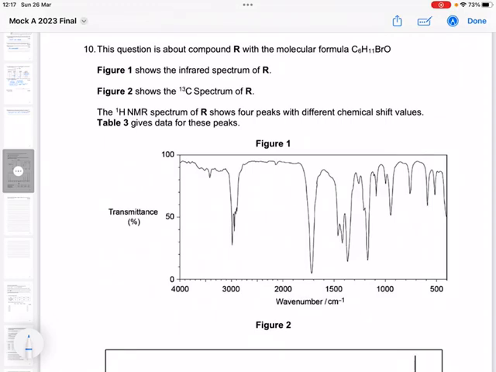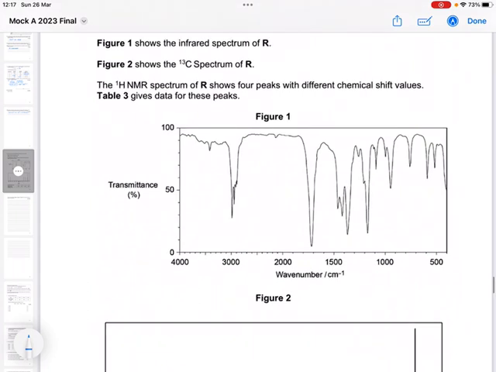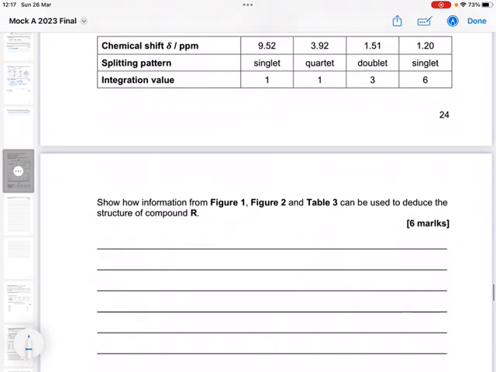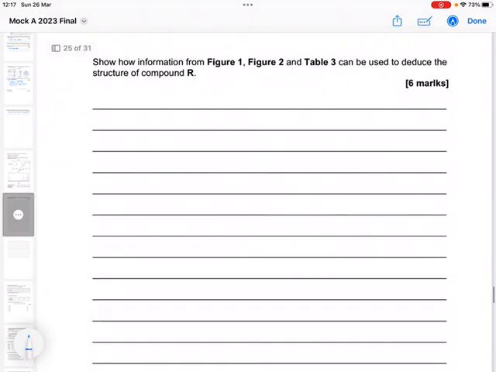This question is about compound R with the molecular formula C6H11BrO. Figure 1 shows the infrared spectrum, Figure 2 the carbon-13, and then Table 3 is the proton NMR. Okay, we've got to use all that information in all three of those diagrams and tables.